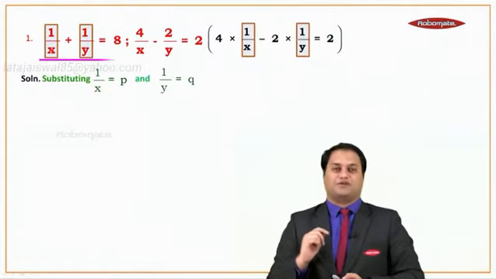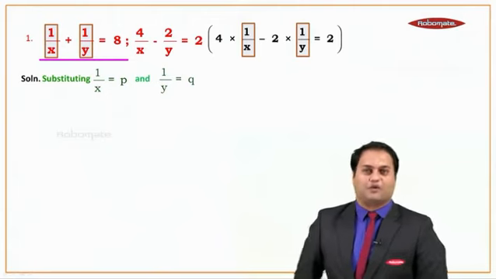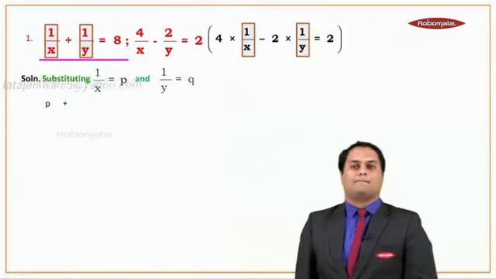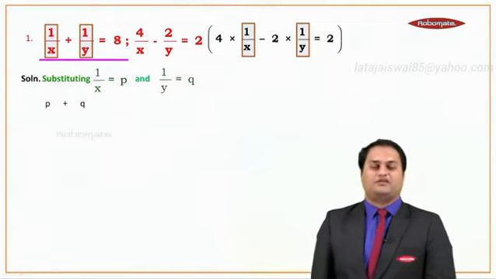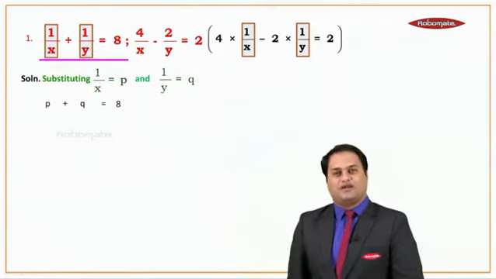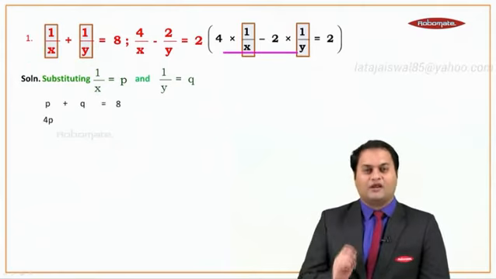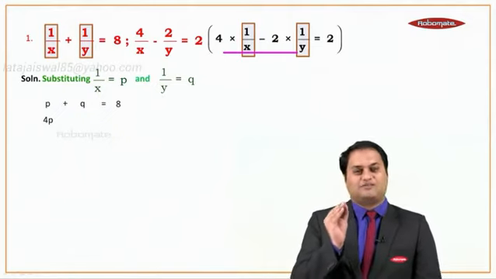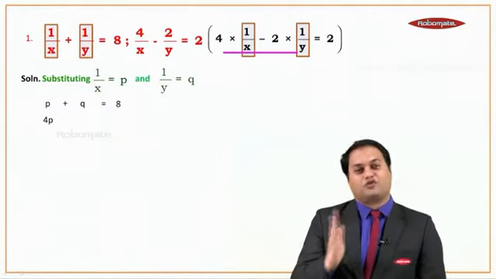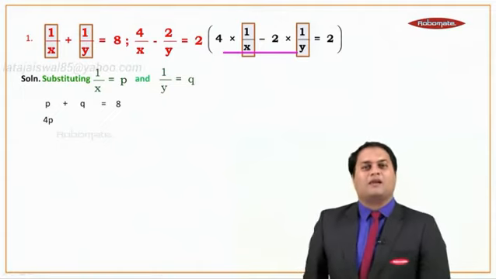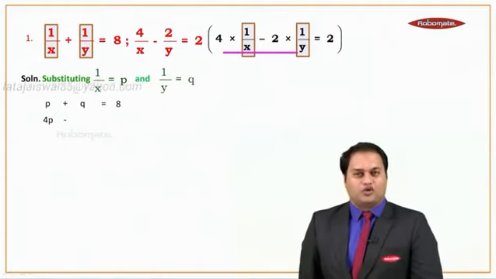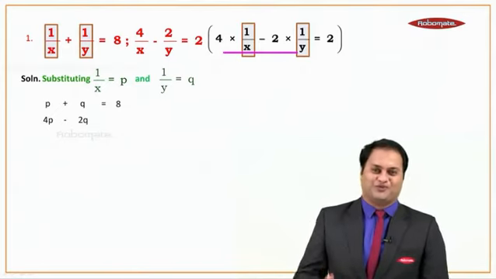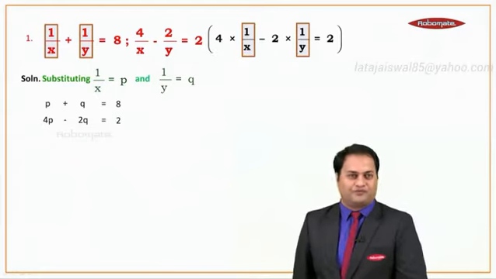Now let's see how to substitute. Let's substitute in the first equation. 1 upon x will be replaced by p, plus 1 upon y replaced by q, is equal to 8. Second, 4 into 1 upon x will become 4p. So remember this, 1 upon x is p, so 4 upon x is 4p. 2 upon y will become 2q, since 1 upon y is q, so 2 upon y is 2q, is equal to 2.